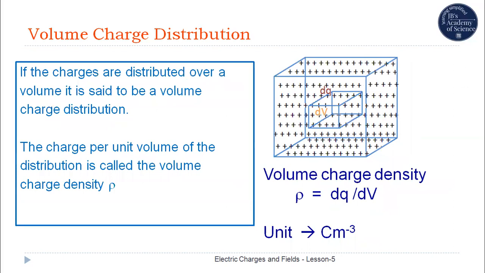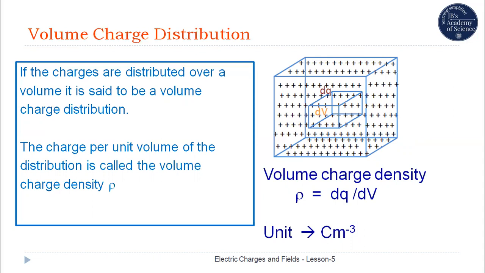Volume charge distribution. If the charges are distributed over a volume, it is said to be volume charge distribution. For example, if you charge a body which is made up of an insulator, we can even charge the interior of the body. So we can distribute charge even inside the body, or we can distribute the charge over the entire volume of the body. Now look at the picture shown here. Here positive charge is distributed over the complete volume of this body.